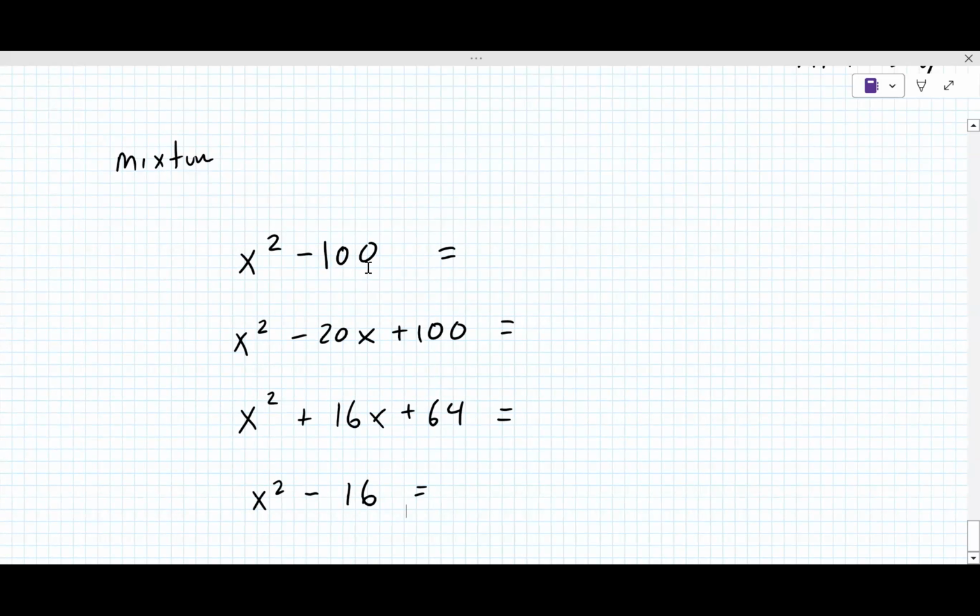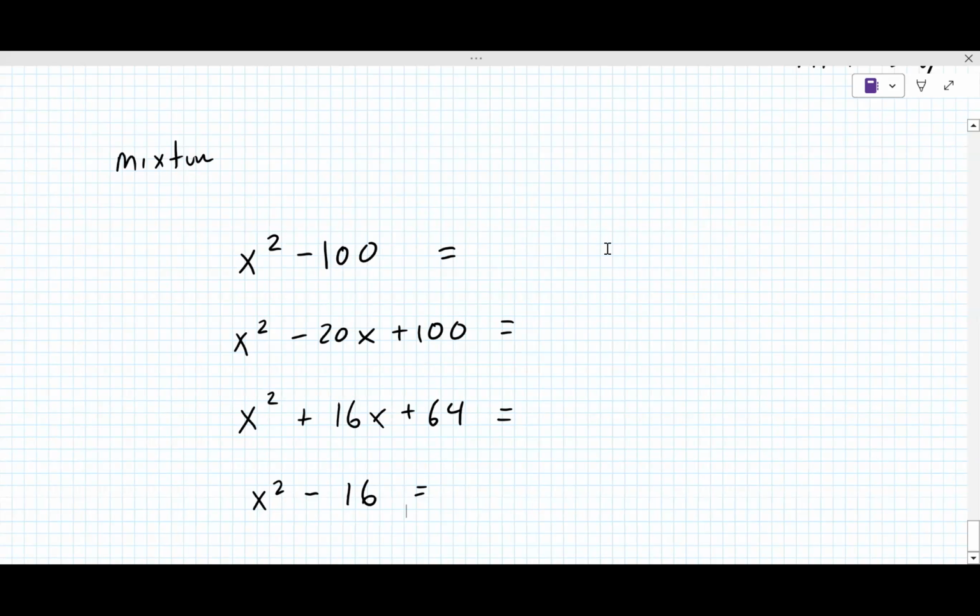Okay, yeah, I can try. So the first one is the difference of squares. The second one is perfect square trinomials. Same thing with the third one, perfect square trinomials, and the last one is difference of squares. Good.